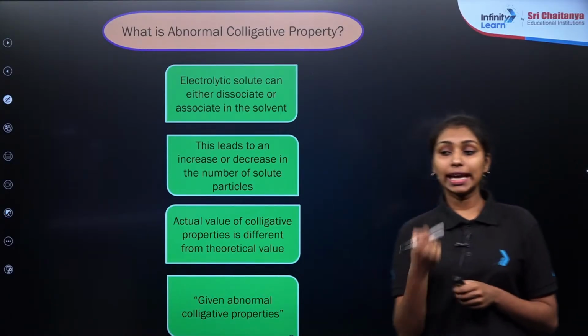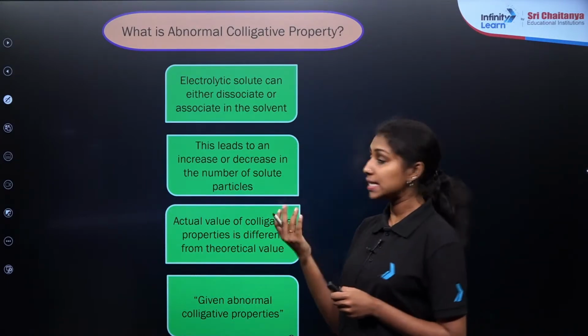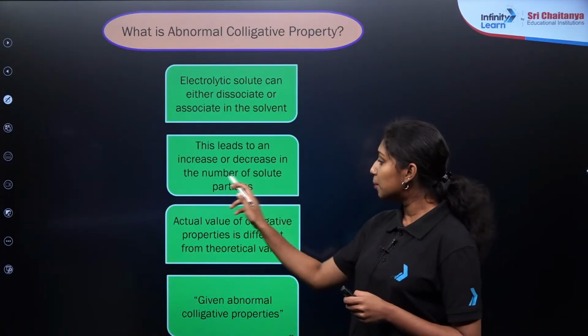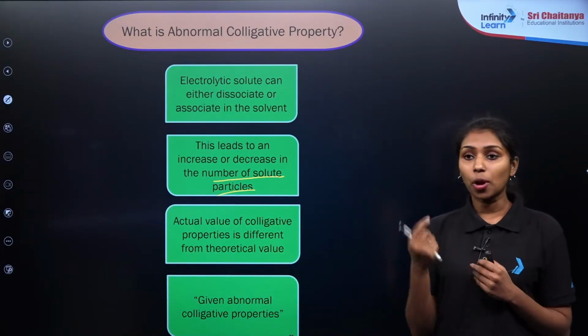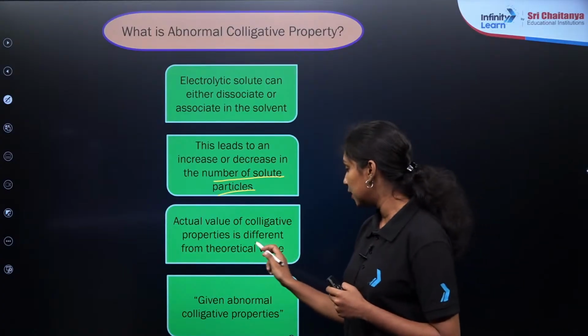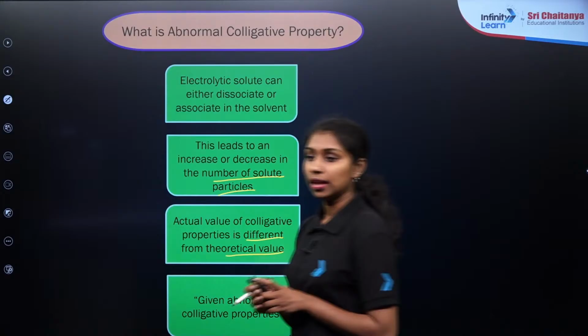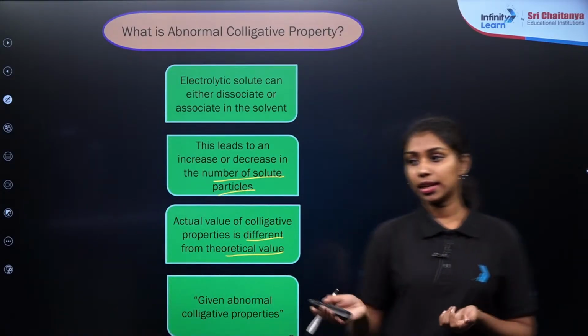If you are talking about any electrolytic solute, they can either dissociate or associate in a solvent. So it will lead to an increase or decrease in the number of solute particles, right? As a part of that, the actual value of the colligative property changes from the original or theoretical value, right? That is the abnormal colligative property. Now let us talk about how they are affected by the association and dissociation, right?